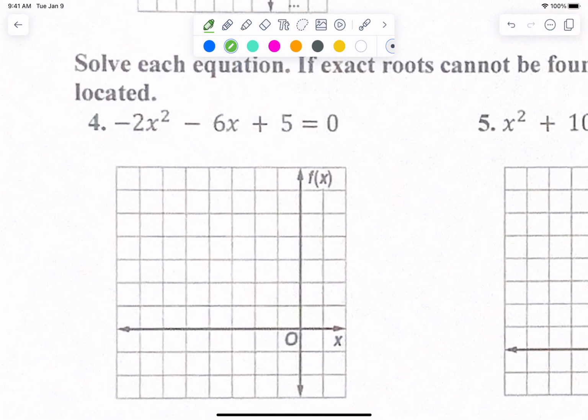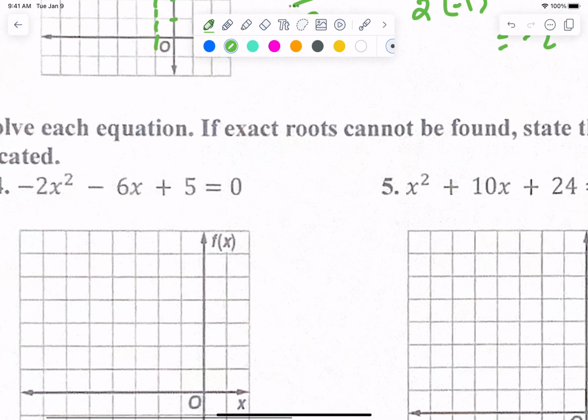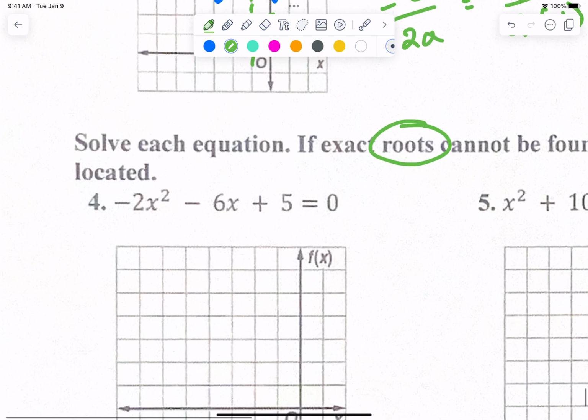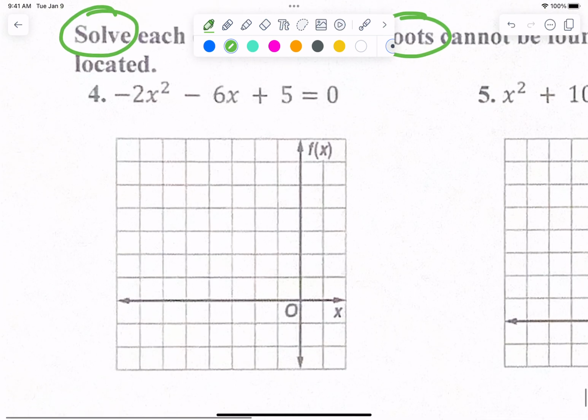Number 4, solve each equation. Let's graph them. We're trying to find the roots or the solutions. Real quick, are you guys listening? Boys over there, what is a solution or a root? The solution is the x-intercept. So we're going to graph them and find the x-intercept. That's exactly what we're going to do.